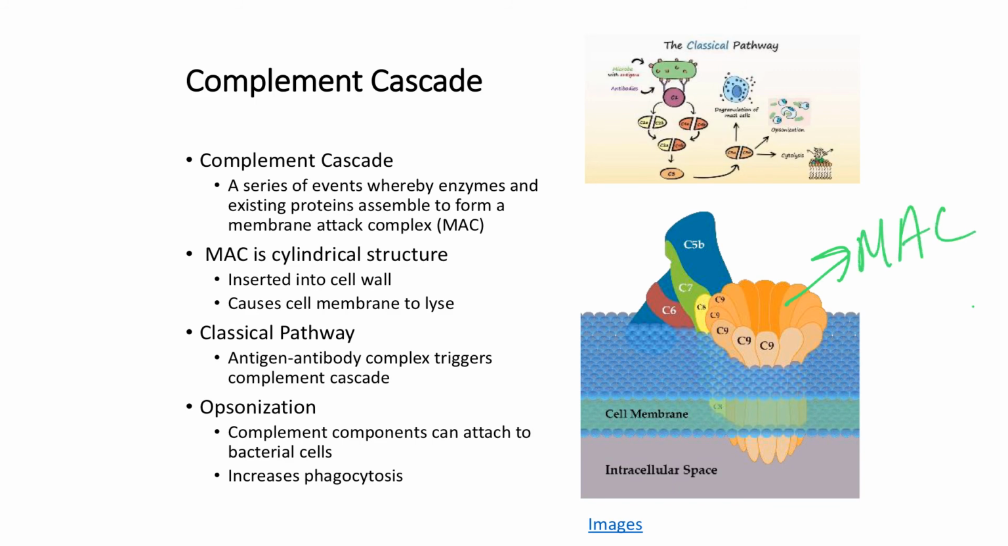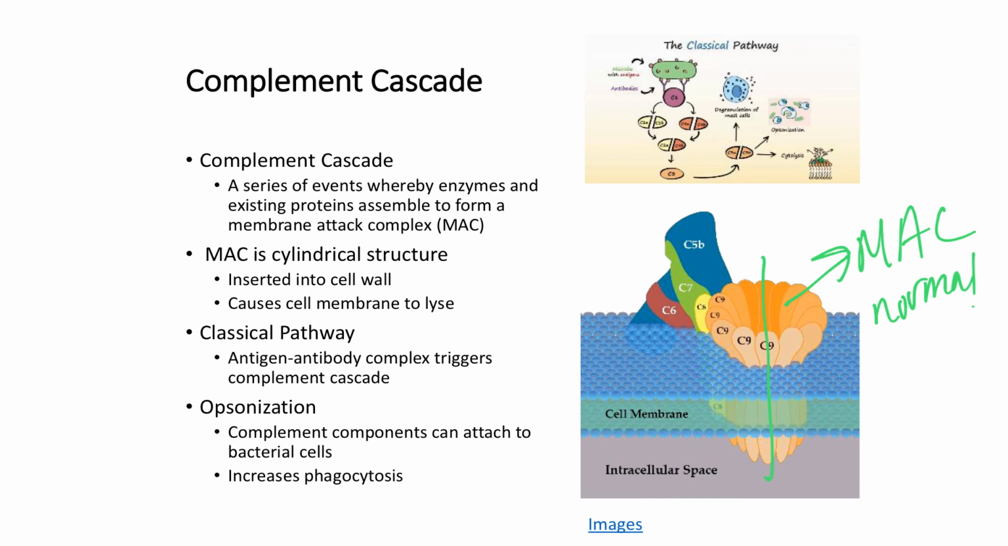When the MAC is created, it can either be inserted into a normal cell of the body that's become infected, and it just forms a hole. And when cells have a big hole in it, they can't function. Same way with you. If you had a big hole caused by a shotgun wound or a shark bite, your body isn't going to function normally either. When cells have a big hole in them, they lyse, so they break apart and they die. So this membrane attack complex is assembled by the various steps of the complement cascade.